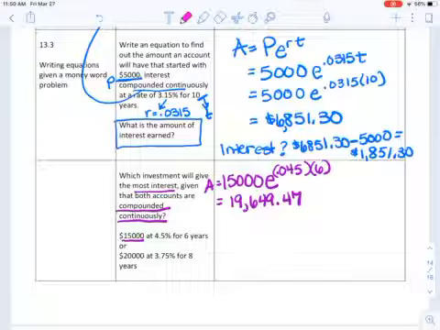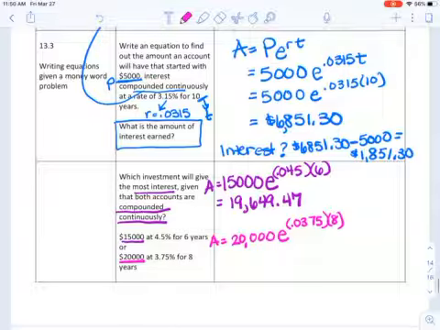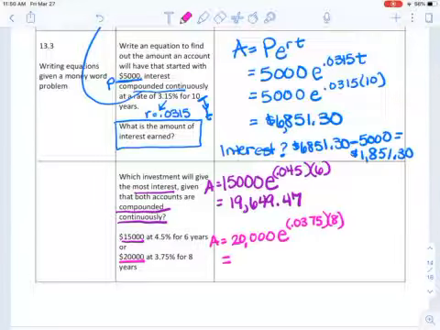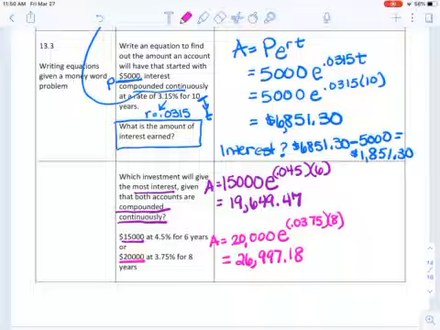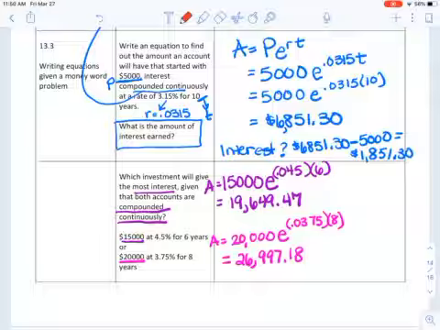For my second one, I'm going to start with $20,000. And it's at 0.0375 times 8. Again, I'm just going to plug that into my calculator. And I have $26,997.18. The question is, which gives you the most interest? And so the bright pink one, the 26,000, that's the most money, but we need to double check and make sure if that's actually the most interest.